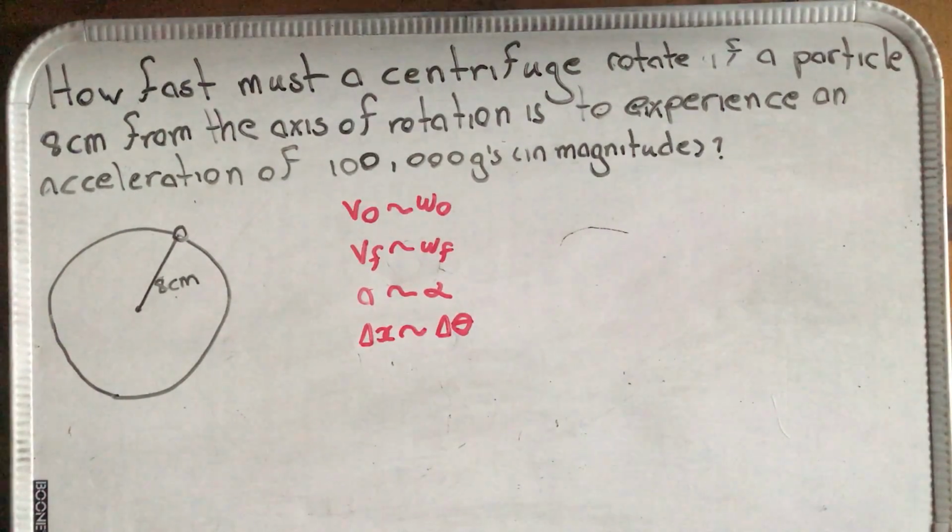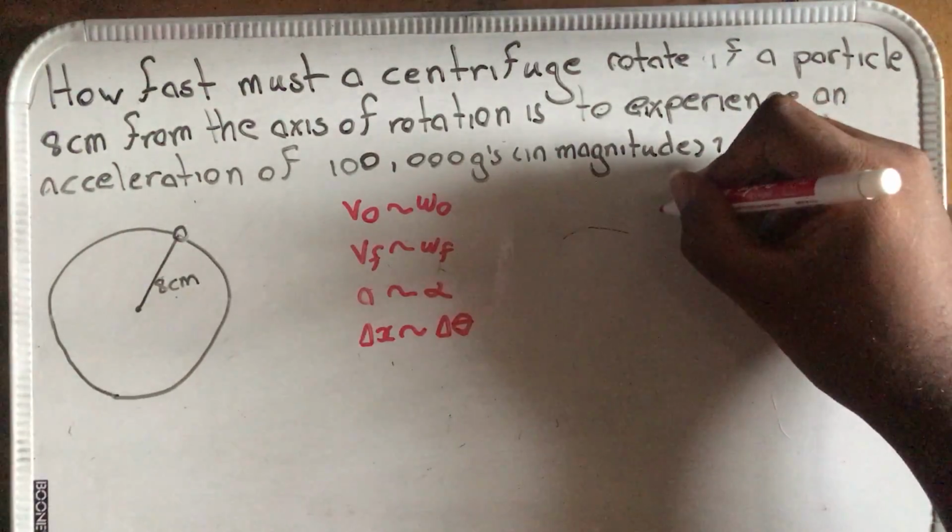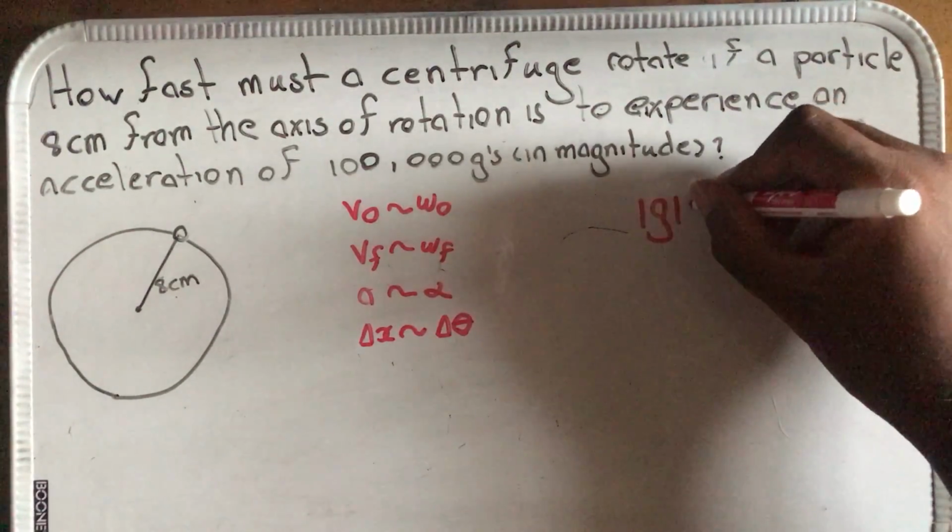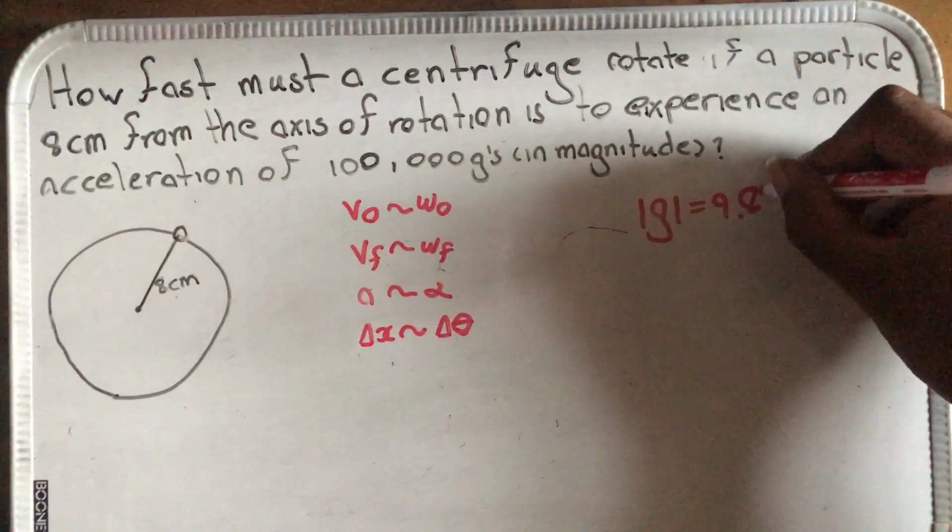Hey guys, so in this video we're going to see how some of those rotational kinematics play out in this problem. The problem is asking how fast must a centrifuge rotate if a particle 8 centimeters from the axis of rotation, that's just the point at which it's revolving around, is to experience an acceleration of 100,000 g's in magnitude. Wow.